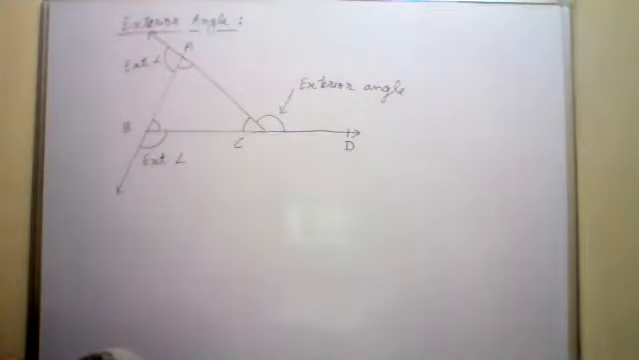Okay, so now you all have understood what are exterior angles. Now let us understand what is the property which is related to the exterior angles of a triangle. Let us see what is the property. So all of you write down the heading, exterior angle property of a triangle. Write down the heading.